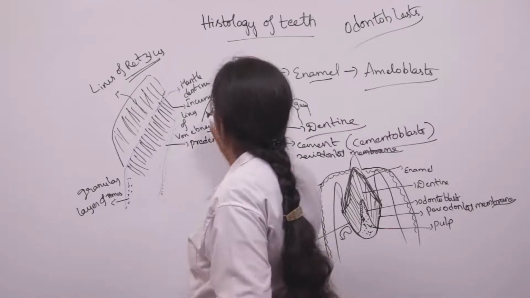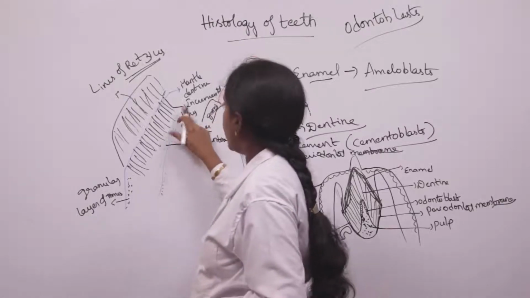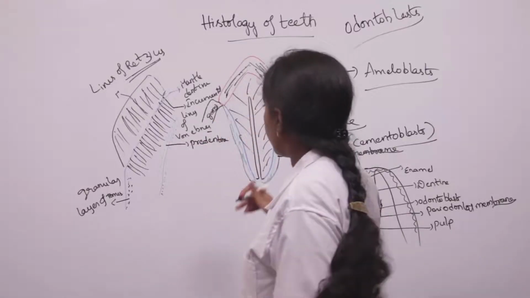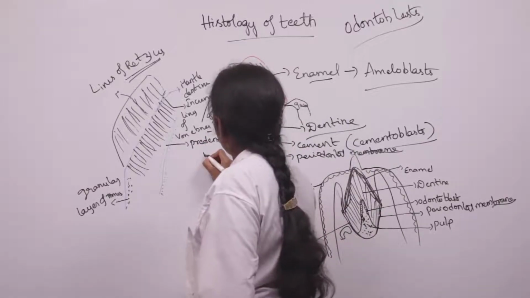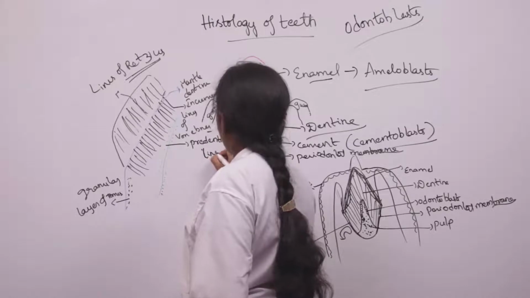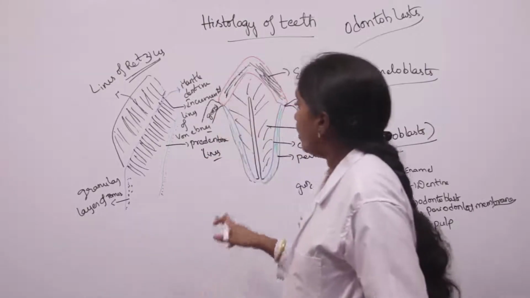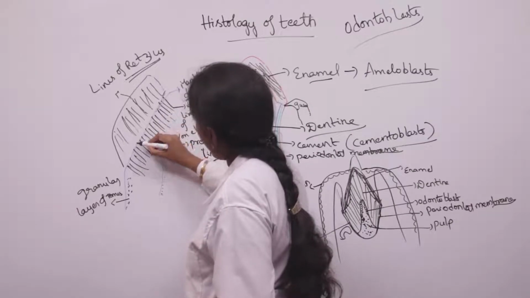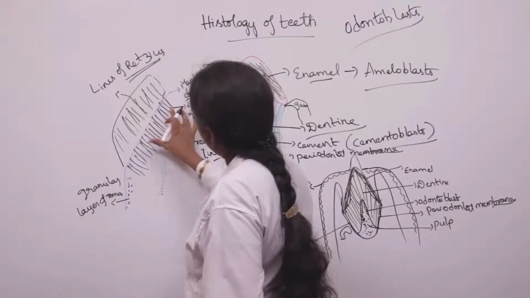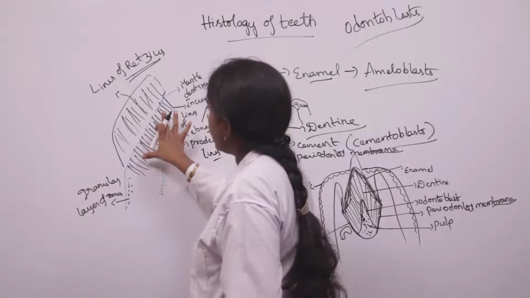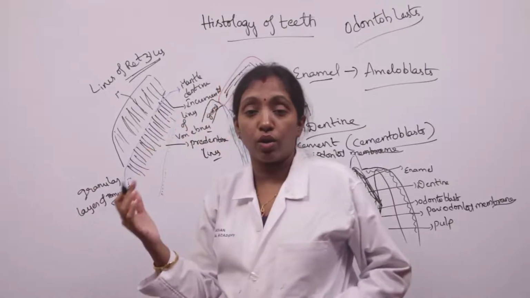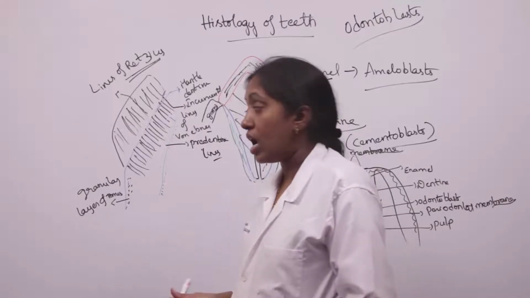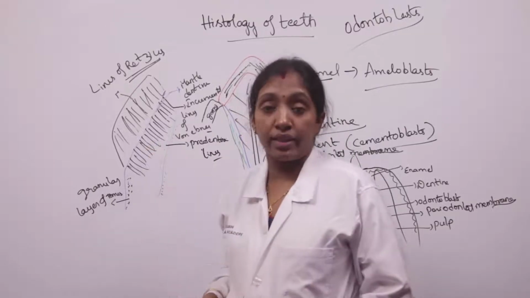These lines are called incremental lines of von Ebner. This dentine is made up of a ground substance called glycosaminoglycans, and collagen fibers are present in the dentine.